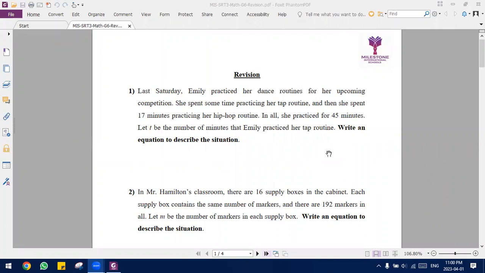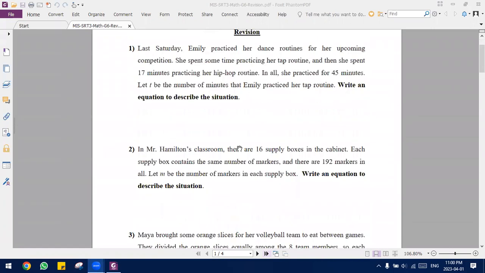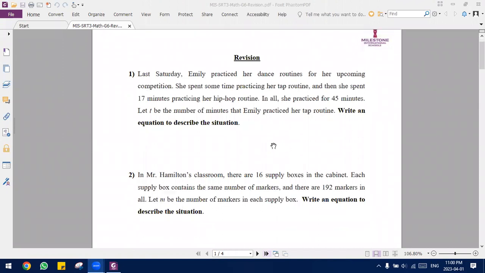So in the first question, or let's say in the first page that we have here, we have questions that we need to write their equation. We don't need to solve, we only need to write the equation.